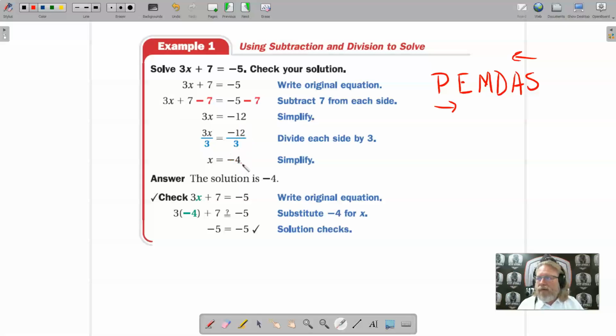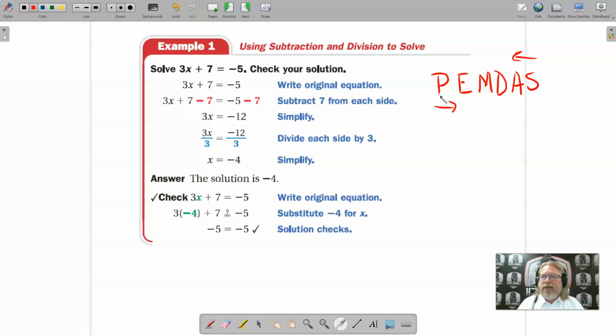We can check our solution by plugging it back into the equation and evaluating it. So we just plug in the negative 4 here. 3 times negative 4 is negative 12, plus 7 is going to be negative 5, and indeed we bring that negative 5 down, and we see that negative 5 is indeed equal to negative 5, so our solution checks out.